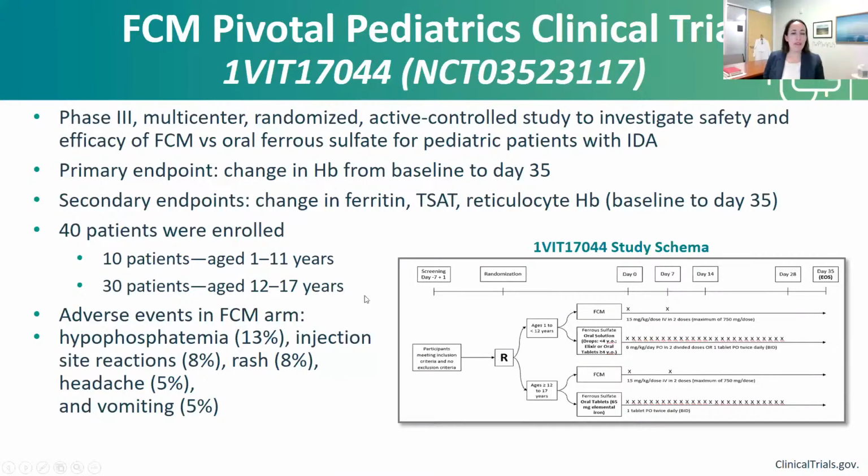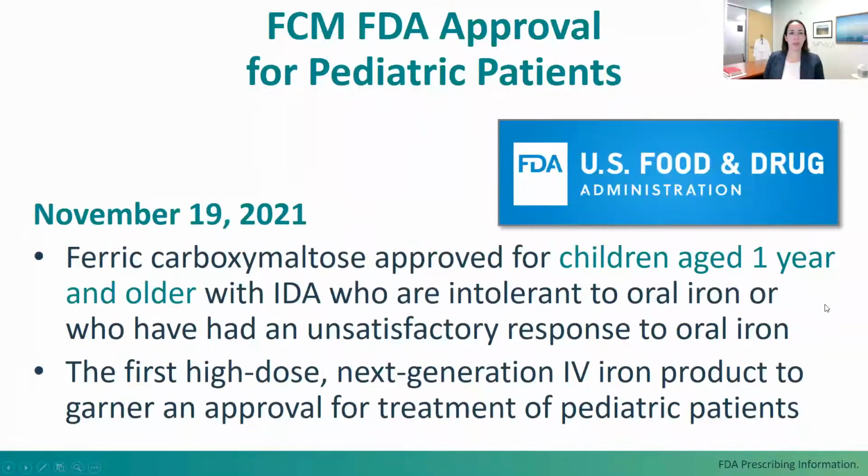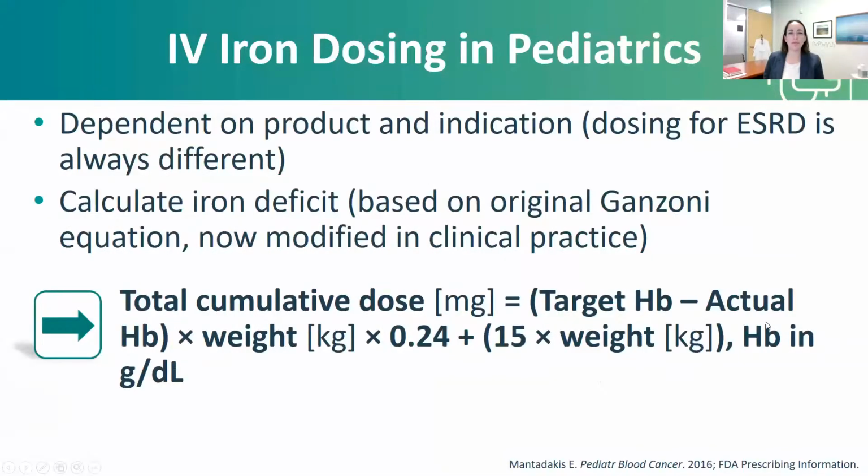I will mention that among the adverse events, something that's also probably worth monitoring in these patients is the phosphorus level. There can be the development of a transient hypophosphatemia. I've never had a symptomatic patient. It's a pretty low risk, but something that you can monitor for. So ferric carboxymaltose, like we mentioned, was approved less than a year ago for children age 1 year and older who are intolerant to oral iron or have had an unsatisfactory response. So you don't have to have chronic kidney disease to get approval for this drug.